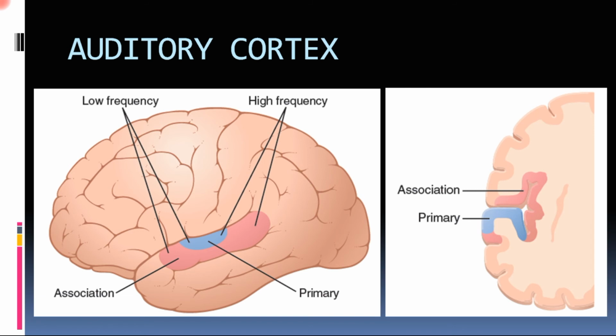So when we discuss any sensory cortex, there will be a primary area and there will be a secondary area. The primary area is the one which receives the signal primarily, and then it passes on the signal to the secondary association areas. So there are the association areas depicted here, which are present in the insular cortex as well as the parietal operculum. These are the association areas which are responsible for interpretation of the sound.